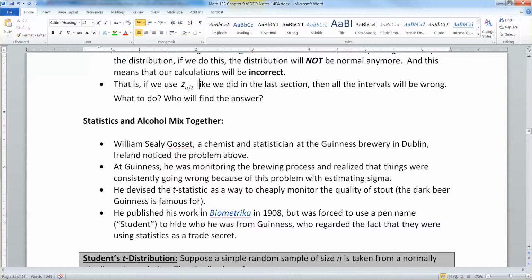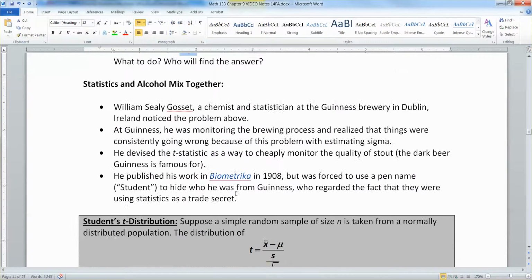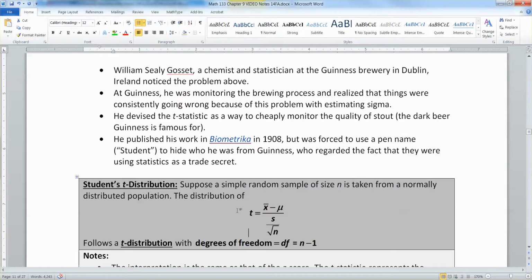So what he devised was something called the T statistic. It's a way to cheaply monitor the quality of the stout. So it wasn't going to have the errors that using the Z alpha over 2 would. So he basically made his own statistic called the T statistic, and here it is. And he published it in 1908.